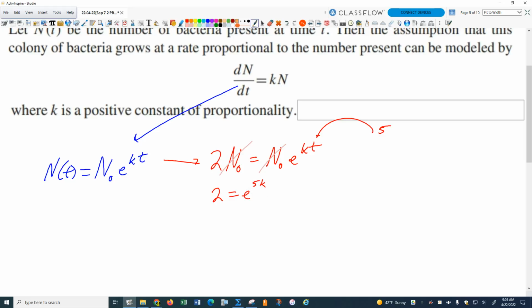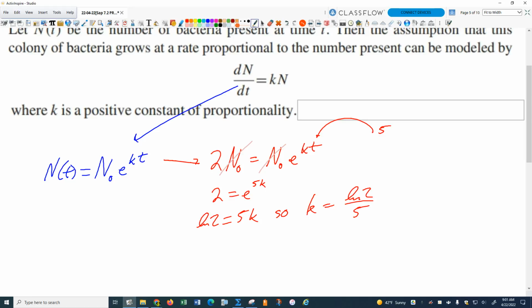How do I solve for k? Natural log both sides. Natural log of 2 equals 5k. So k just equals natural log 2 over 5.